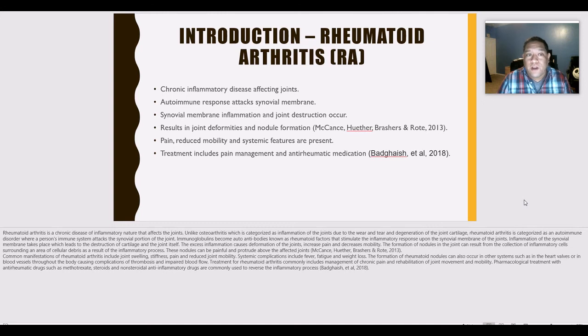So what is rheumatoid arthritis? Well, it is a chronic inflammatory disease of the joints that is specific to an autoimmune response that attacks the synovial membrane of the joint. When that inflammation happens, joint inflammation, pain, and destruction can occur. This can lead to joint deformities and the formation of nodules around those joints and other parts of the body. As the disease progresses, you can have pain, reduced mobility, and you're also going to have some systemic features that are present, such as fever. Treatment of RA can include pain management and anti-rheumatic drugs that will help pain, help the symptoms, and also reverse the effects of the inflammatory process.